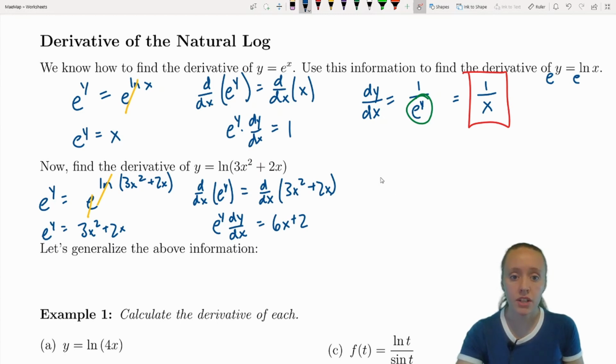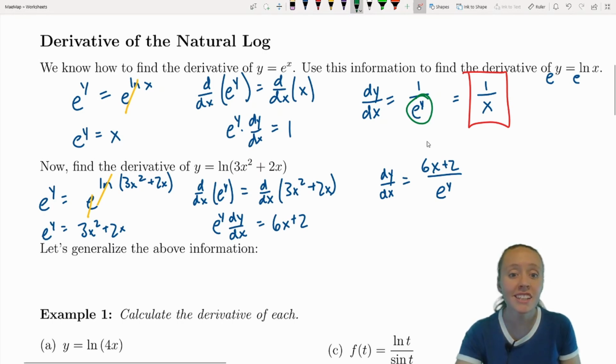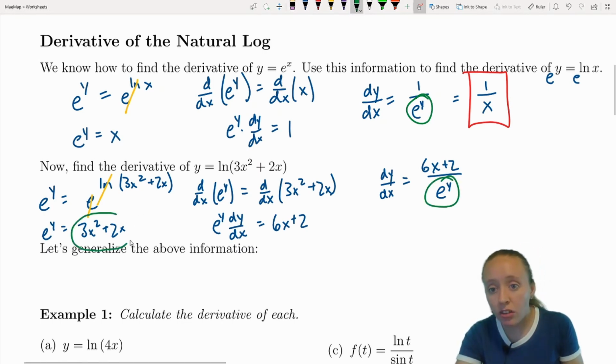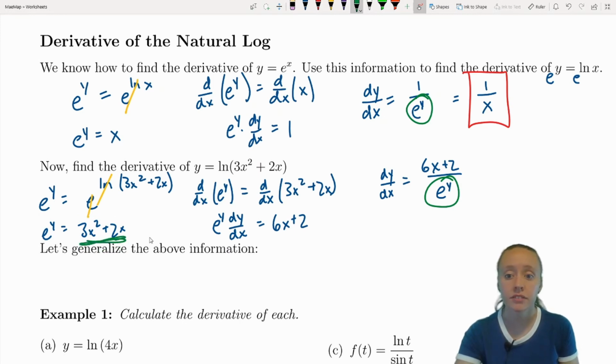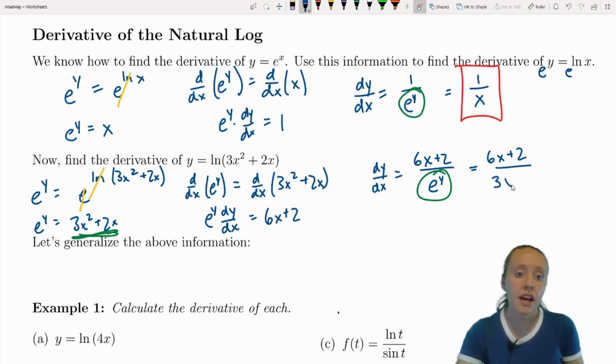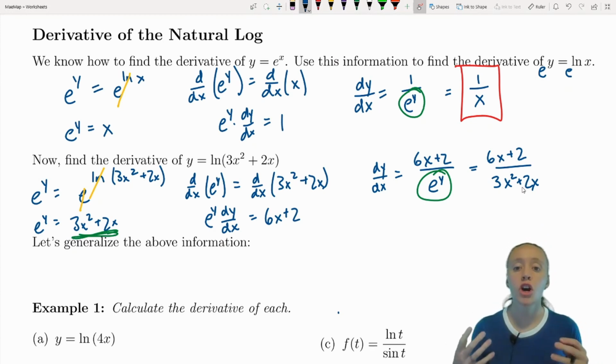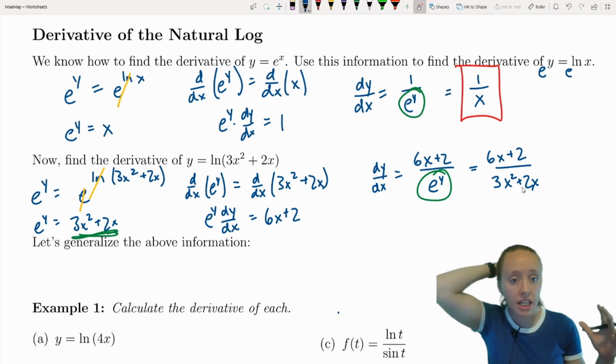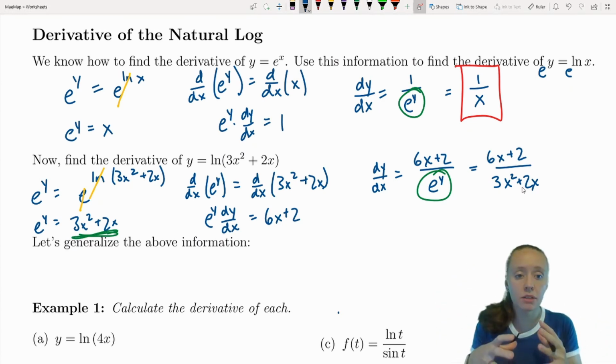So to solve for that derivative, dy/dx, isolating it, I divide everything by e to the y. So I'll have 6x plus 2 all over e to the y. But what is e to the y? e to the y is that 3x squared plus 2x. So my derivative, just in terms of x, is going to be 6x plus 2 all over 3x squared plus 2x. Now let's think about this as far as the chain rule goes. Remember, if we're taking the chain rule, we take the derivative of that outermost function and then multiply by the derivative of the innermost function.